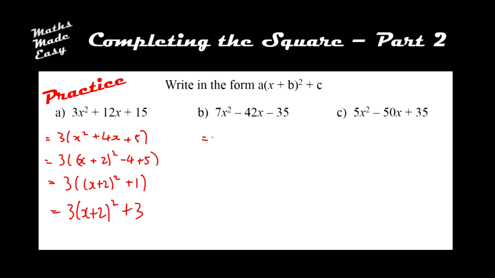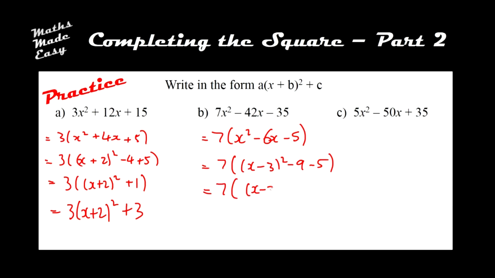For this next one, we factorise out the 7, so we have x squared, subtract 6x, subtract 5, which gives you 7 lots of x, subtract 3 all squared. I take away 9 because of the 3 squared, and I've still got negative 5. Let's simplify that one. Negative 9 subtract 5, negative 14, and then all that's left is to multiply through. 7 lots of x minus 3 all squared. It's not just 14 on the end, I need to do 7 times 14, which should give me negative 98.